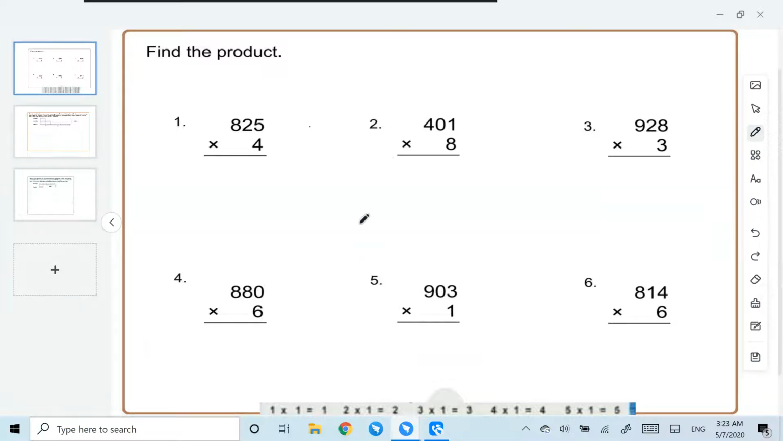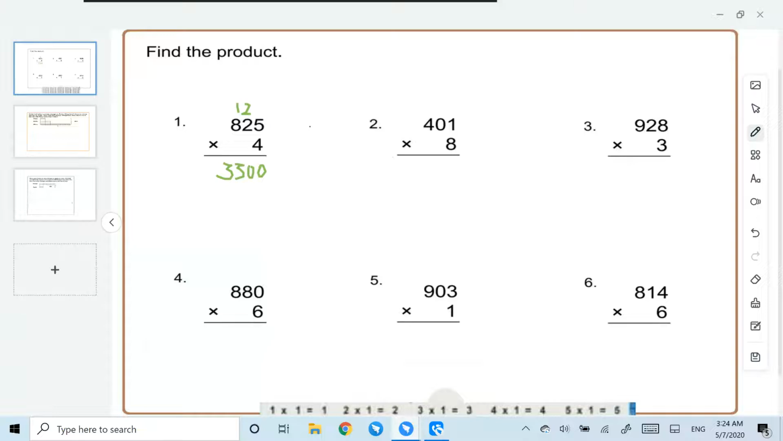Now, let's start. Number 1, 4 times 825. 4 times 5 equals 20. 0 stay, 2 goes up. 2 times 4 equals 8, plus 2 equals 10. 0 stay in the line, 1 goes up. 4 times 8, 32, plus 1, 33. The answer is 3,300.